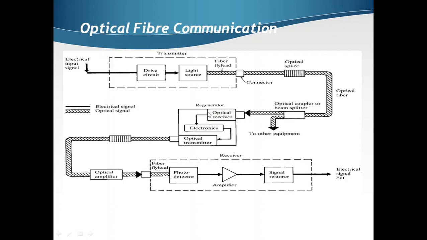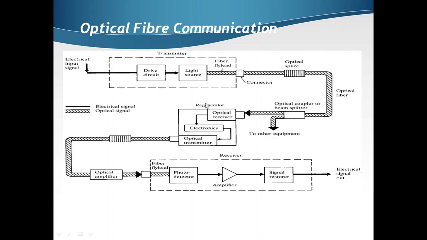Now what is a regenerator? The regenerator is used to make the signal strong again, so as to increase its power. We know that any sort of signal, when it travels a longer distance, starts attenuating. So to make the electromagnetic waves powerful again, we have to use the regenerator.